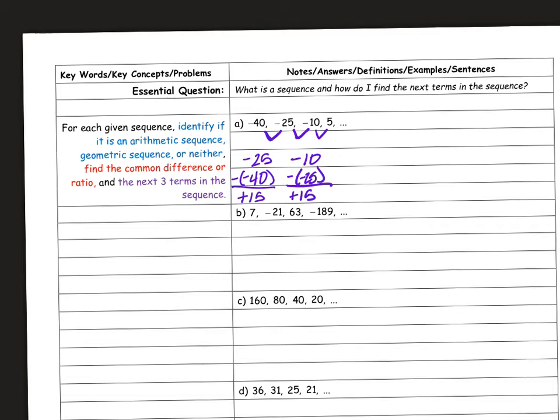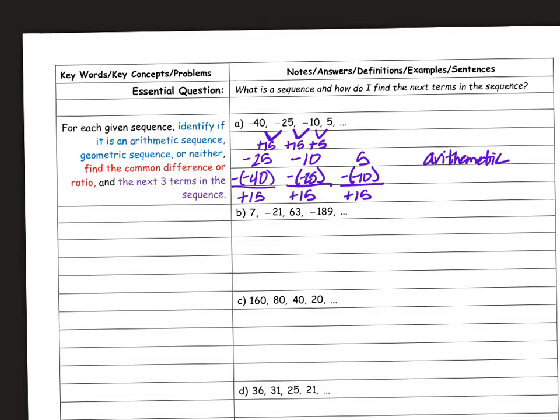So I'm going to do it one more time just to make sure. Twice is pretty good, but three times we'll definitely know that it's right. So I'm going to do 5 minus a negative 10. Put that in my calculator, and I should get plus 15. So what's the difference here? What am I doing here? I'm adding 15 every single time. So what type of sequence is that? If I'm adding, great, it's an arithmetic. Awesome. Good job, you guys.